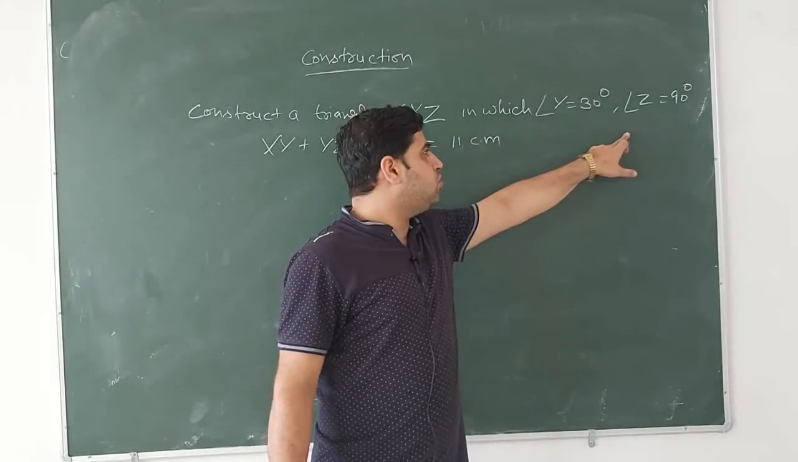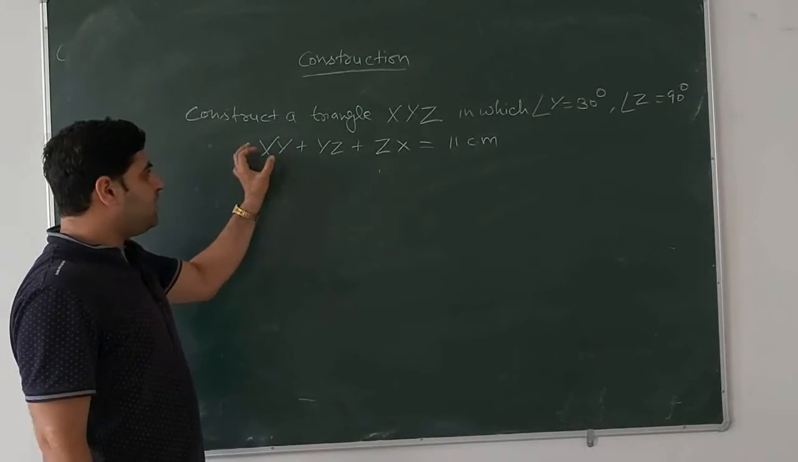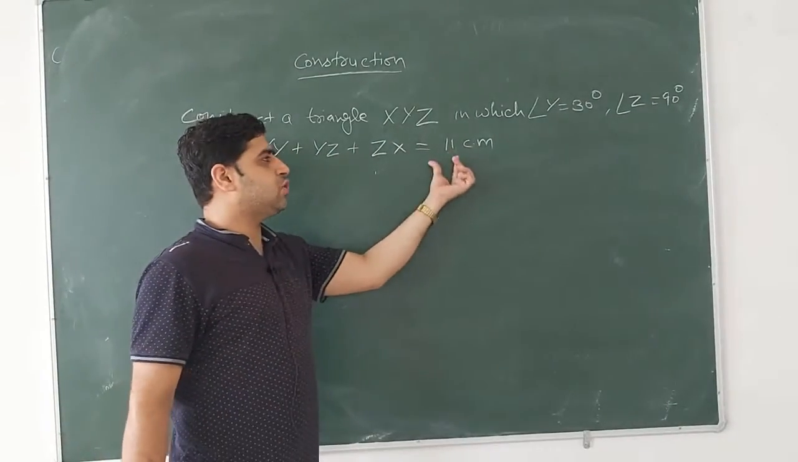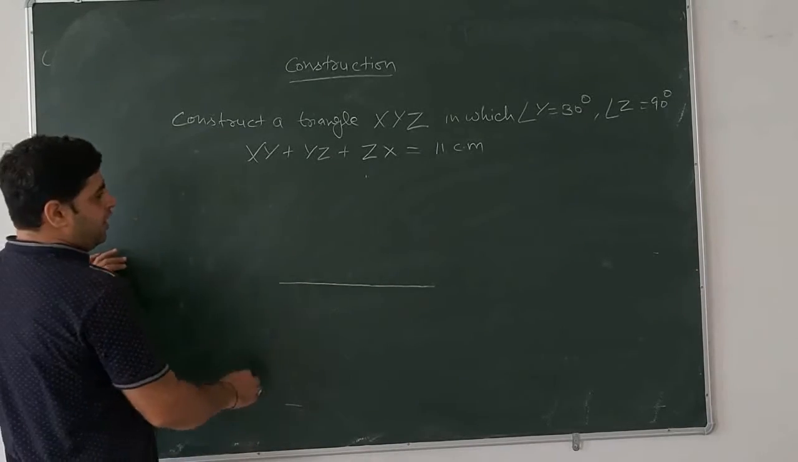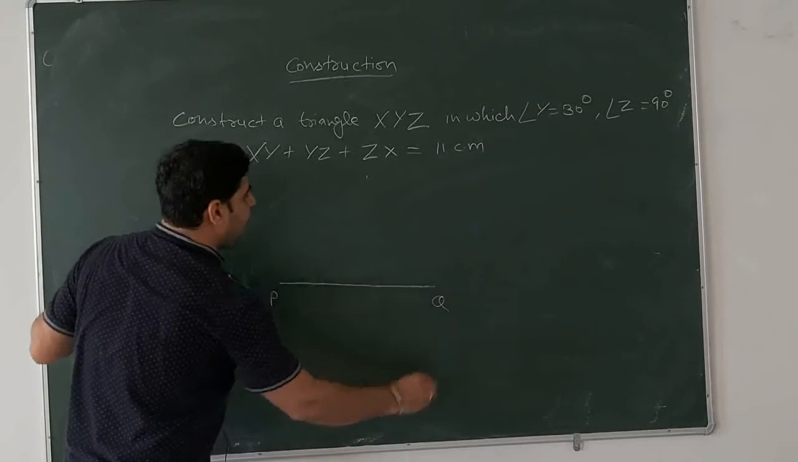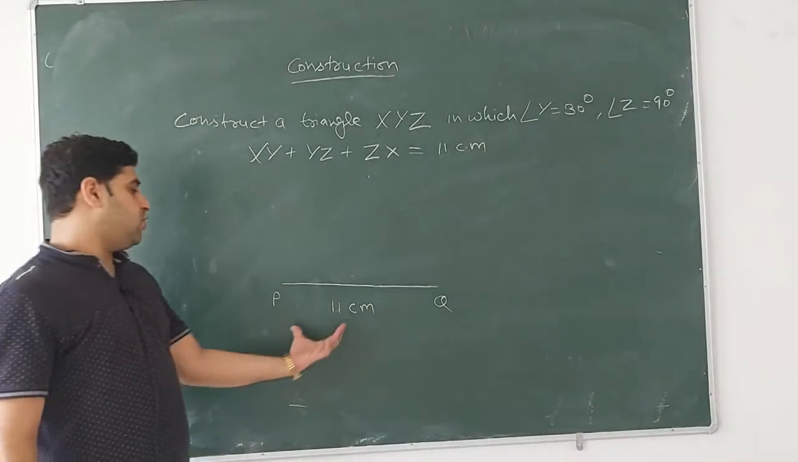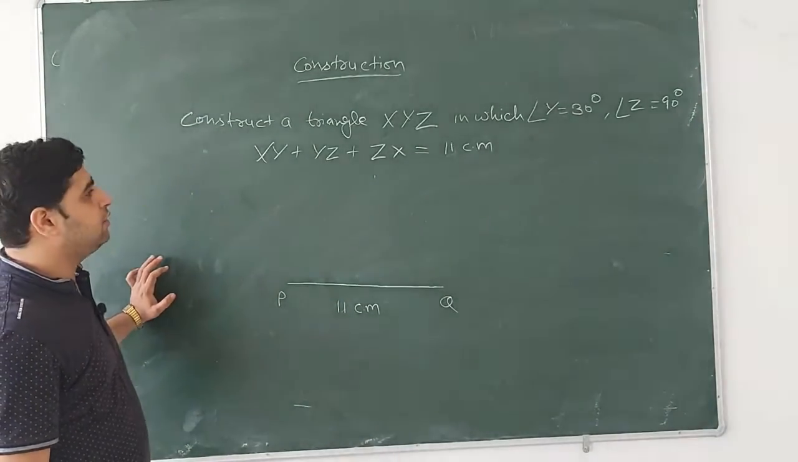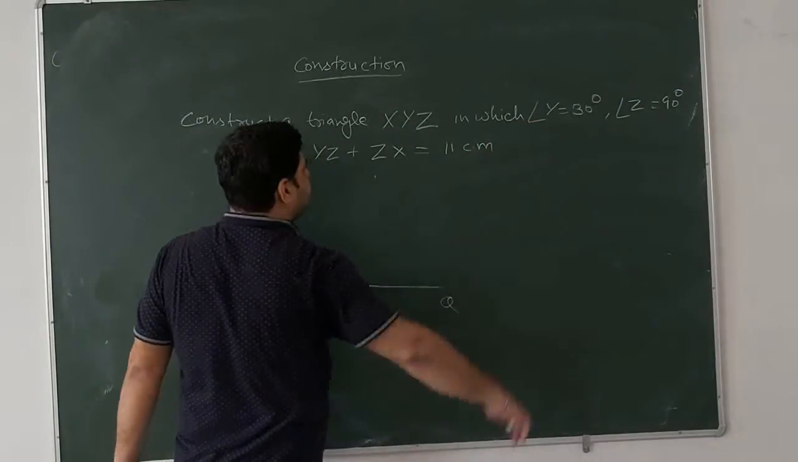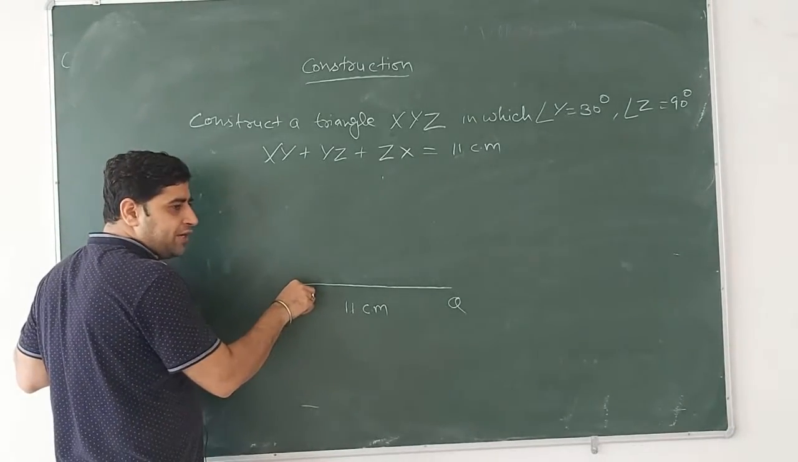angle Z is equal to 90 degrees, and the sum of the sides XY, YZ, ZX is equal to 11 centimeter. For construction, firstly draw a line PQ that is equal to 11 centimeter. First you have taken the line segment PQ of 11 centimeter, in which angle Y is equal to 30 degrees. So make an angle of 30 degrees at the point P.